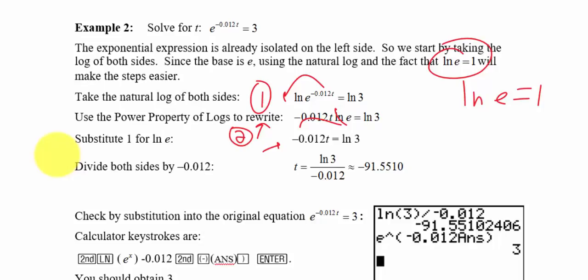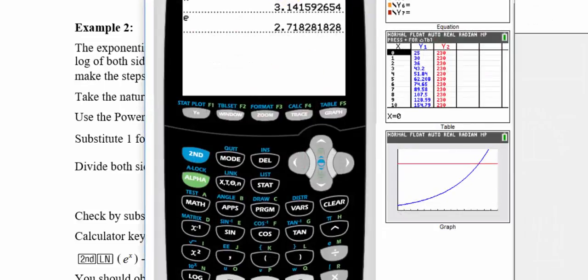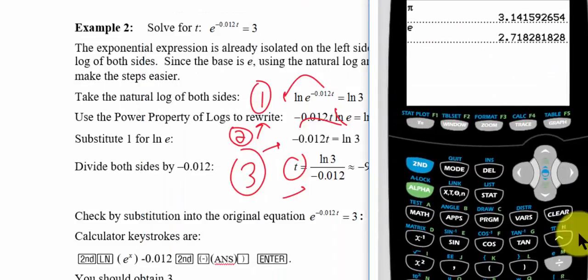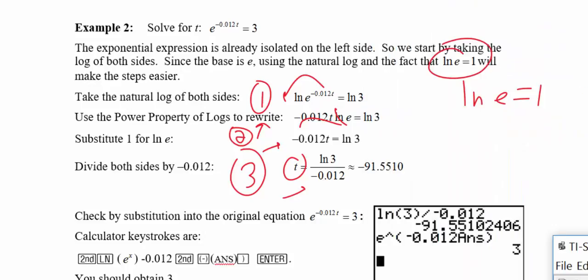So how do I solve that for t? Well, if we divide both sides, my step 3 here would be divide both sides by the negative 0.12. And I'm going to end up with t by itself. And again, just to verify with my calculator, I want to do the natural log of 3 divided by negative 0.12. And you see I have negative 91.55.